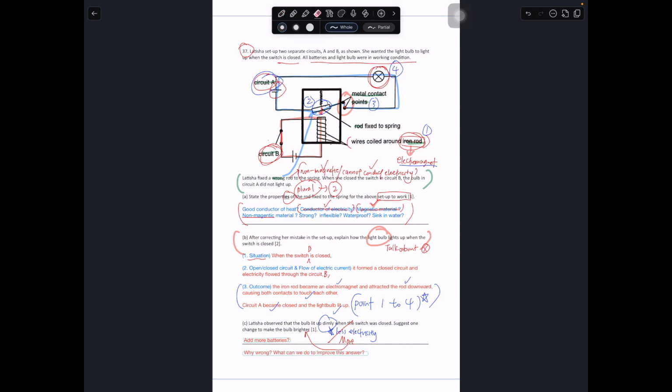But what is wrong with this answer? You say add more batteries. Is it for A or B? When you say add more batteries, it is too vague. I don't know if it is for circuit A or for circuit B. I really don't know. So you need to tell me whether it is circuit A or circuit B.